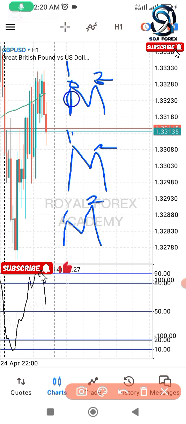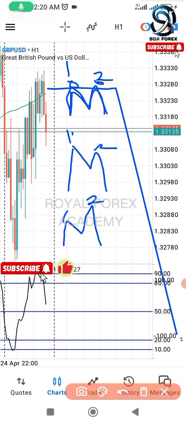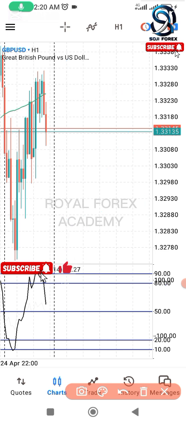The M pattern which has an equal high, just as this. Then we have the M pattern in which the first leg is higher than the second leg. And then we have the M pattern in which the first leg is shorter but the second leg is higher than the first leg. And so this same thing is applicable to the W pattern.